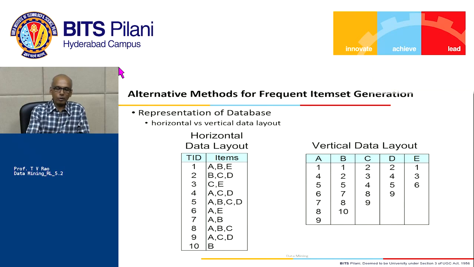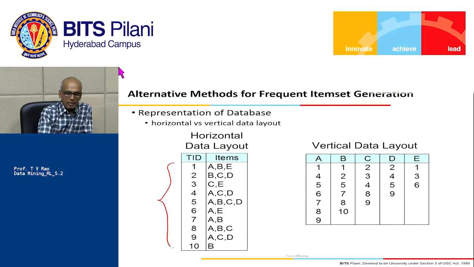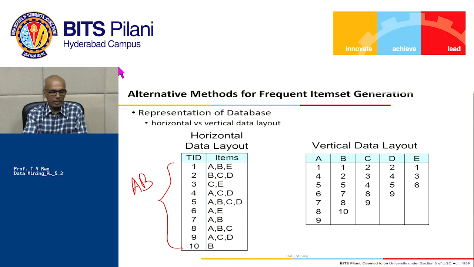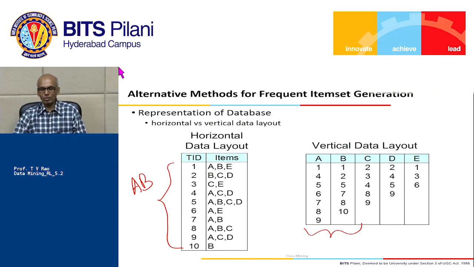As you can see here, if you want to find the support for AB, you need to scan this much of the database. And for finding support for ABC, you need to scan this much of the database. If you consider the page size and the number of pages to be read and so on, what you are scanning will turn out to be less when you create a vertical data layout. So some people prefer to use this vertical data layout for frequent item set generation.